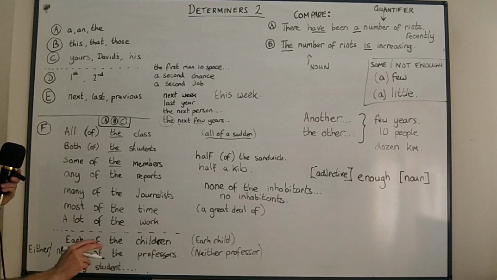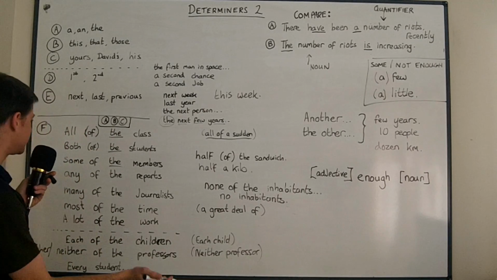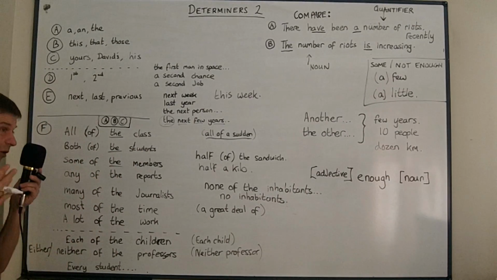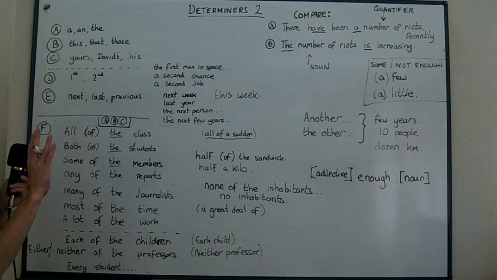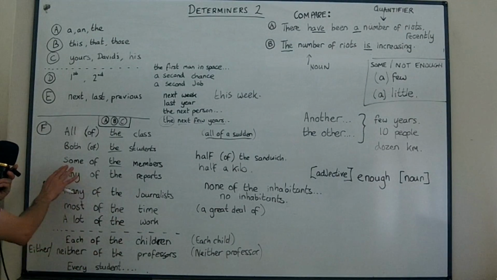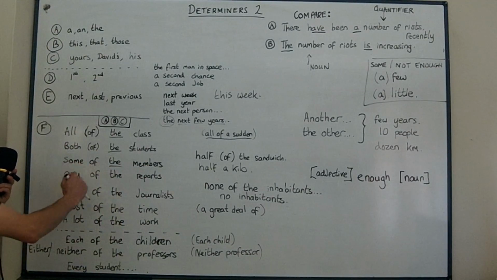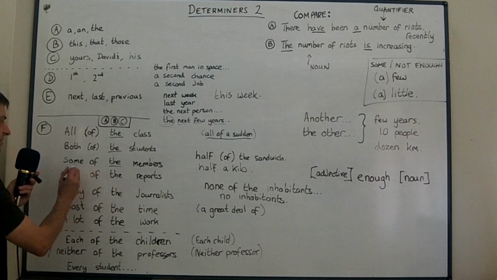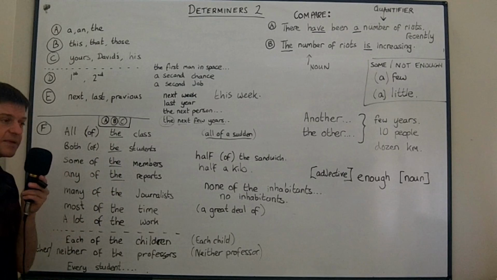Now, bear in mind here that we don't have to say all of the class. I've put of in brackets because you can say all the class. The same with both. You can say both the students, or both of the students, or both students, okay? So both the students, both of the students. Both is very flexible like that, but they aren't all as flexible. If we look at some, we can say some members or some of the members. Okay, we can say any reports. I don't have any reports yet, or I don't have any of the reports yet. So you can use of in the middle or not, but still it's going to be the. It's not going to be a or an.